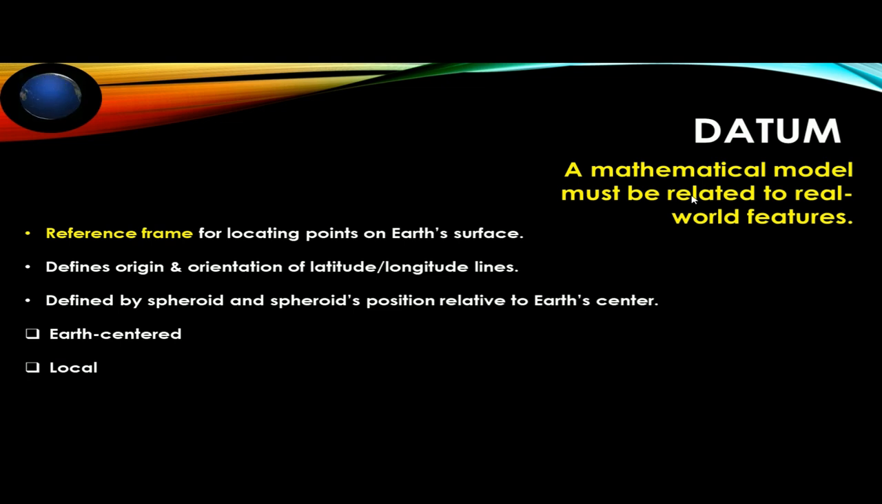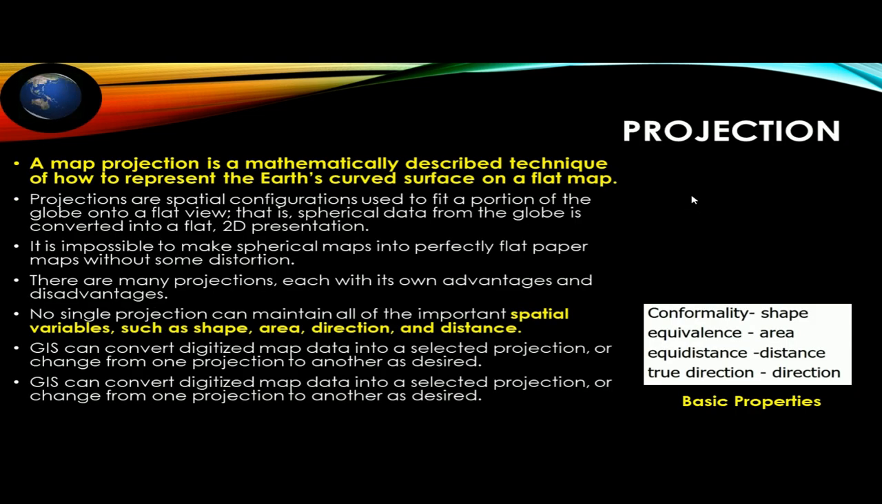Projection system means the things on the globe, the things on your 3D sphere, we are trying to project in a 2D map, in a 2D view. So that's why we need projection system. A map projection is a mathematically described technique of how to represent the earth's curved surface on a flat map, like as I have told, 3D to 2D representation.